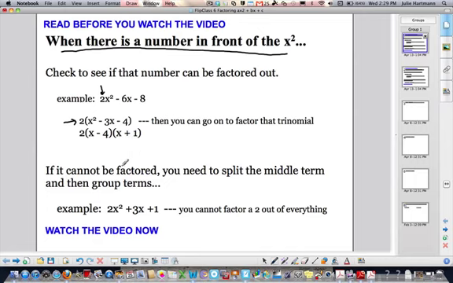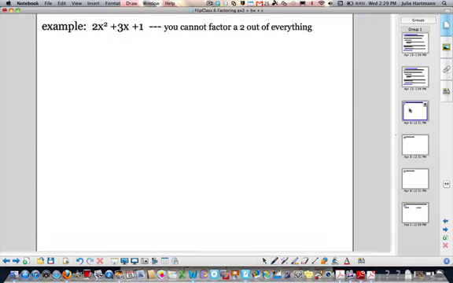If it cannot be factored, you need to split the middle term and then group terms. So this example right here, 2x squared plus 3x plus 1. You cannot factor a 2 out of everything. So we're going to look at some examples here. This first one, 2x squared plus 3x plus 1. There's a 2. We cannot take a 2 out of the 3 or the 1.